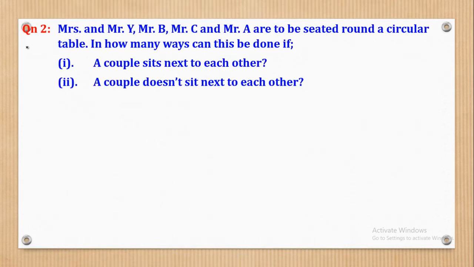Then part B: Mrs. Y, Mr. B, Mr. C, Mr. A are to be seated round a circular table. In how many ways can this be done if, Roman 1, a couple sits next to each other, and Roman 2, a couple does not sit next to each other? So there we shall need an illustration, but what should be realized is that here we have the word circular.